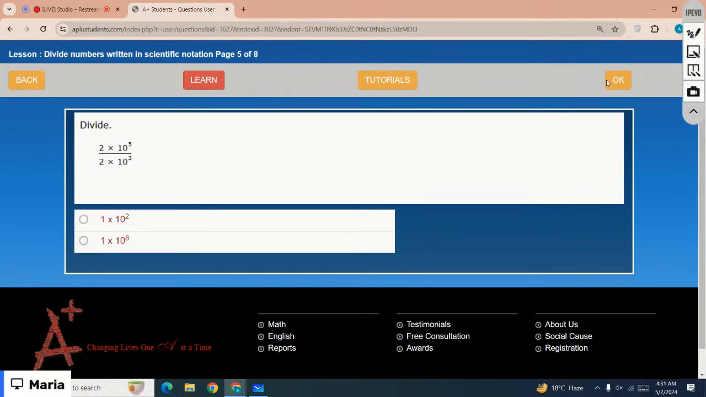2 times 10 exponent 5 divided by 2 times 10 exponent 3. So which is the correct option? The correct option is 1 times 10 exponent 2. Okay, you can complete the lesson by yourself later today. Let me just move on to the next lesson.